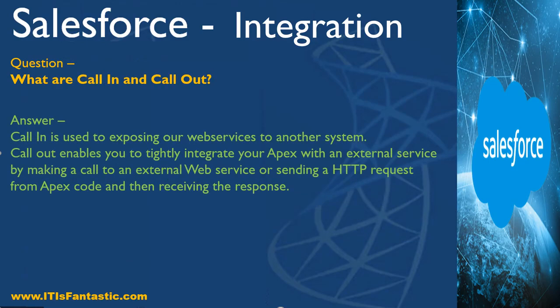What are call-in and call-out? Call-in is used for exposing our web services to another system. Call-out enables us to tightly integrate our Apex with an external service by making a call to an external web service or sending an HTTP request from Apex code and then receiving the response.